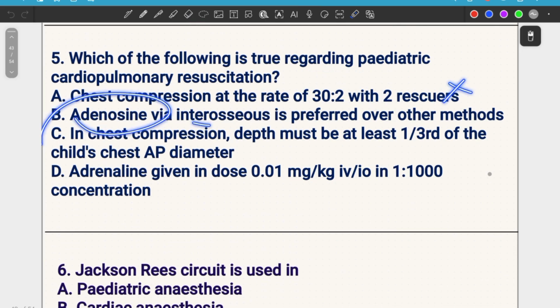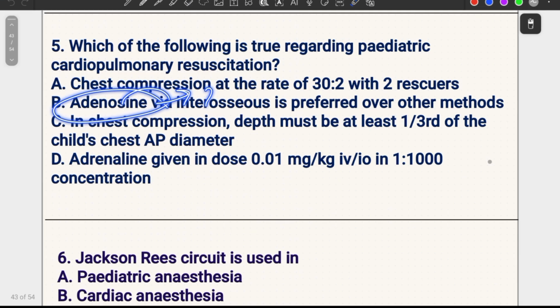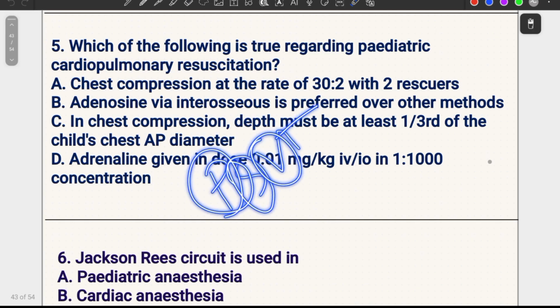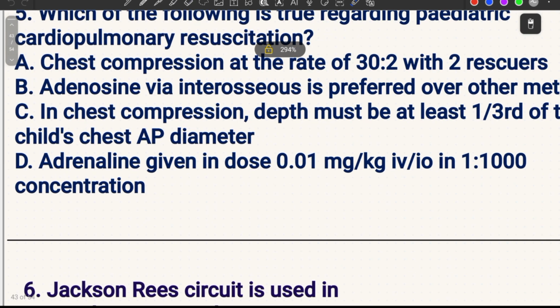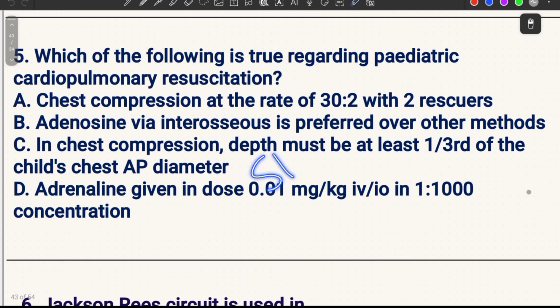Adenosine via intraosseous route is preferred over other methods. Why is adenosine used in CPR? No. Adenosine is used for PSVT. What is PSVT? Paroxysmal supraventricular tachycardia. How do I remember adenosine? PSVT also has an S. So adenosine for PSVT.